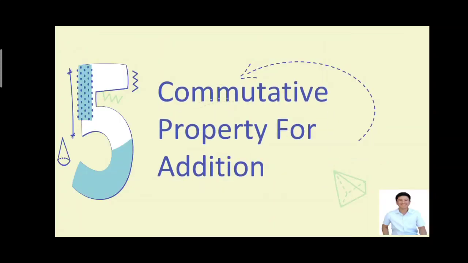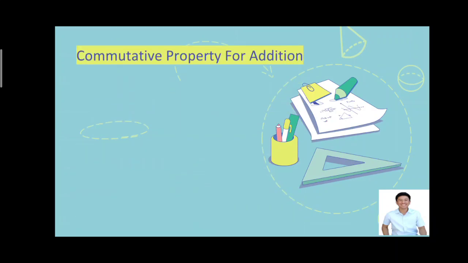So, dito tayo sa pang 5. Commutative property for addition. If A and B are real numbers, then A plus B is equal lang siya sa may B plus A. Example, para mas malinawan tayo, 3 plus 4 is equal lang siya sa may 4 plus 3. Kung mapapansin, nagkabaliktad lang yung A and B. And dito sa example, nagkabaliktad si 4 and 3.